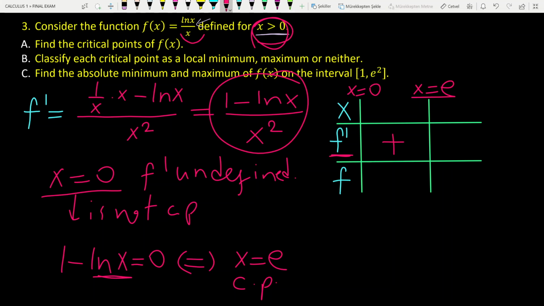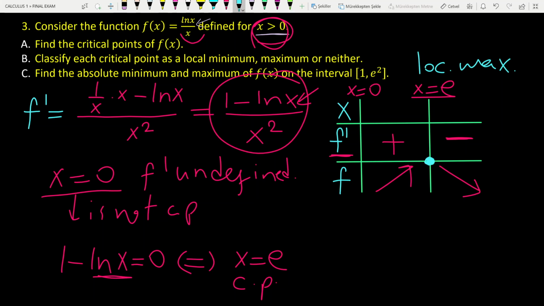If x is greater than e, for instance, if x is e square, you have a negative number. So the sign of f prime becomes negative. If f prime is positive, the function increases. In this case, the function decreases when f prime is negative. So the only local maximum point is the point x equals e. We do not have any local minimum point.